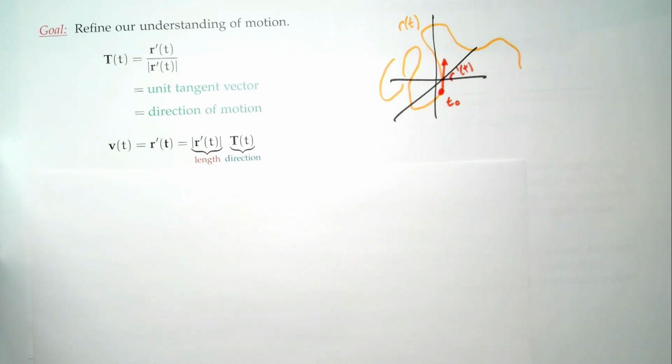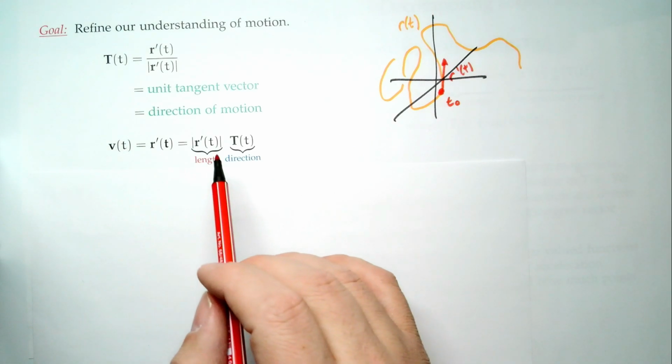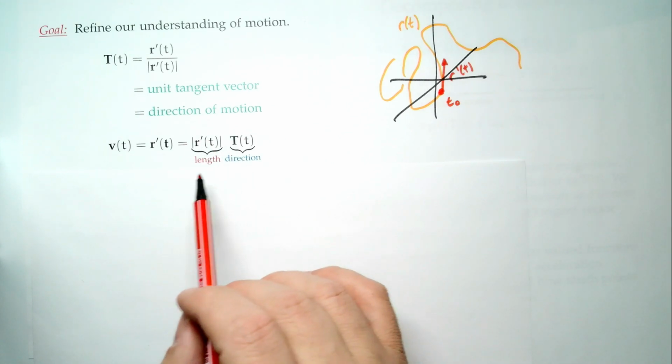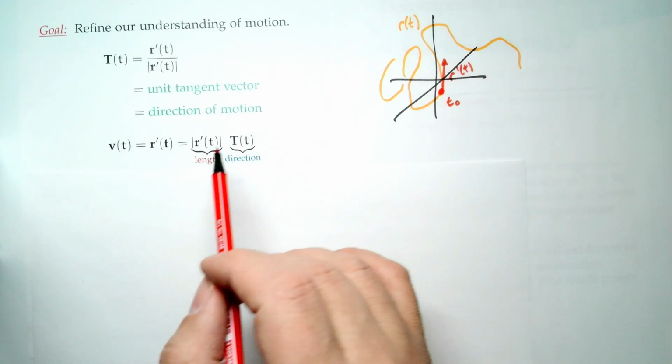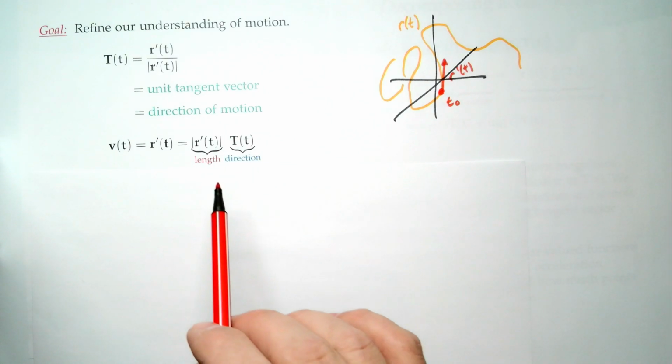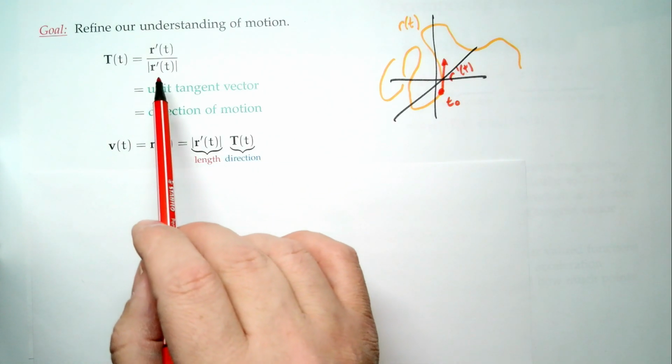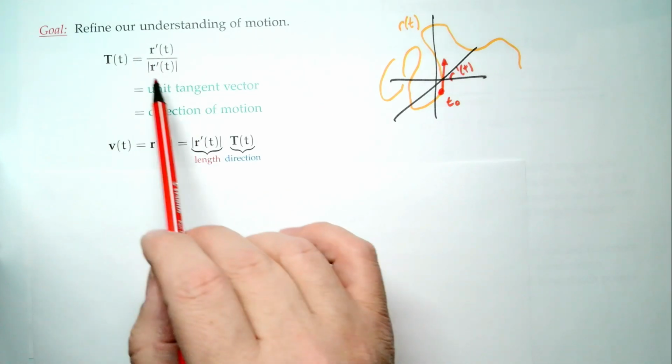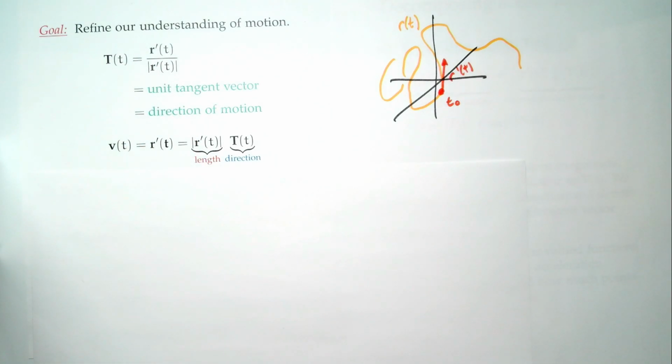Now, the philosophy of vectors is all vectors have two components to them. There's the magnitude, or the length, and the direction. And if you know both of those pieces, then you know the vector. So in particular, I can say that velocity is the magnitude of r prime, which is the length of the speed, times this unit tangent vector. And it's very easy to convince yourself that this is true. Just come to this equation and move this magnitude of r prime across.